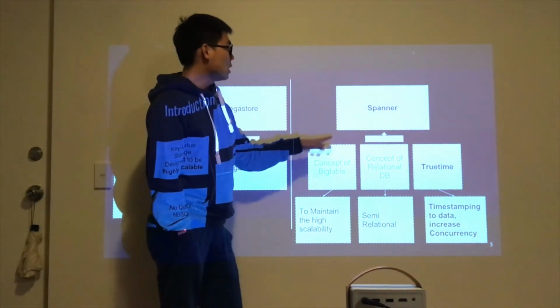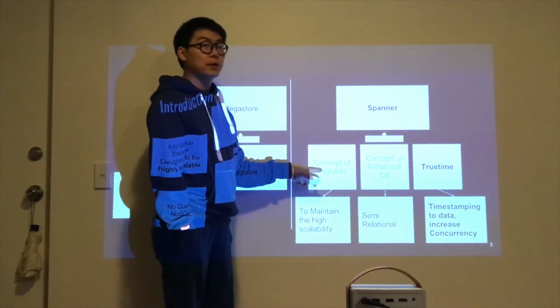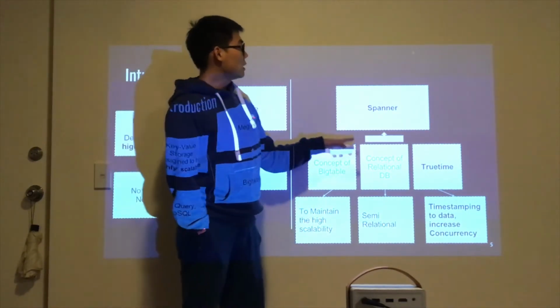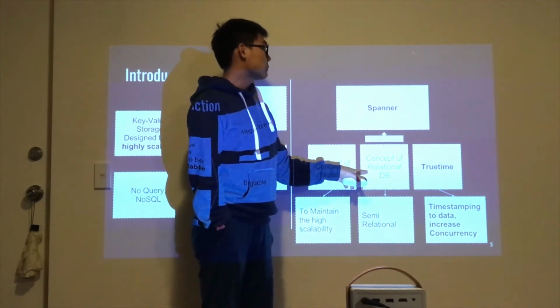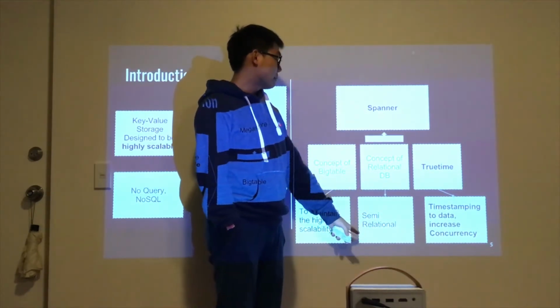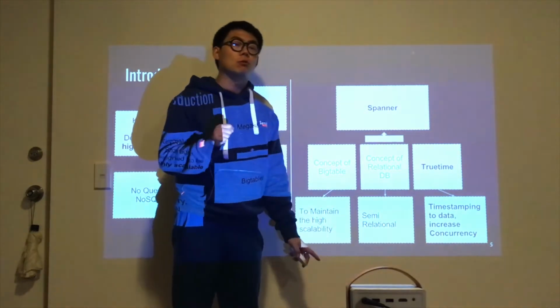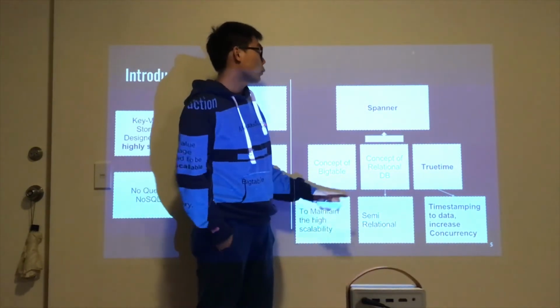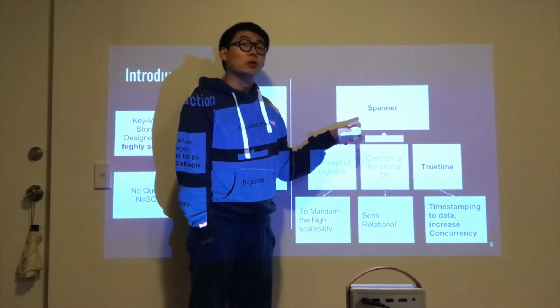So we can see that Google adopted the concept of Bigtable, but only to maintain high scalability. And it also adopted the concept of a relational database, which makes Spanner semi-relational, which is also NewSQL, a combination of NoSQL and the traditional relational database, which makes Spanner fully powerful.